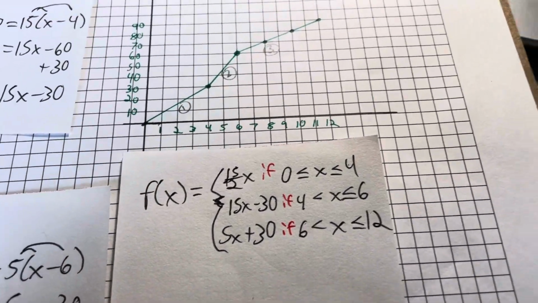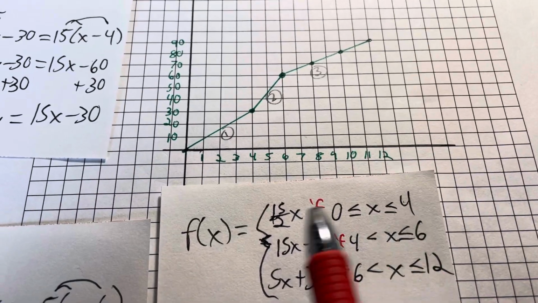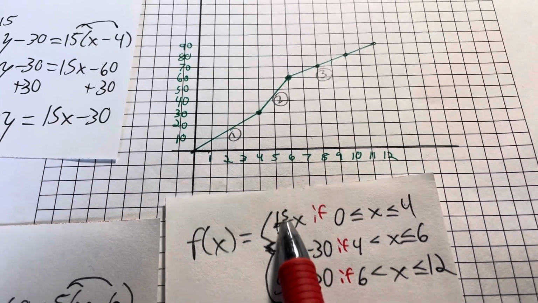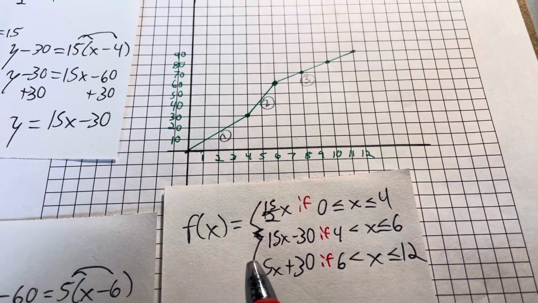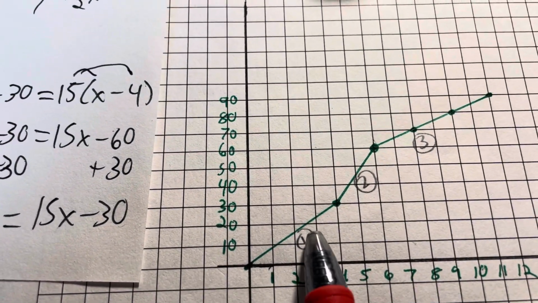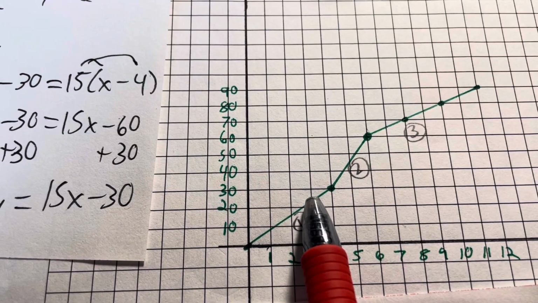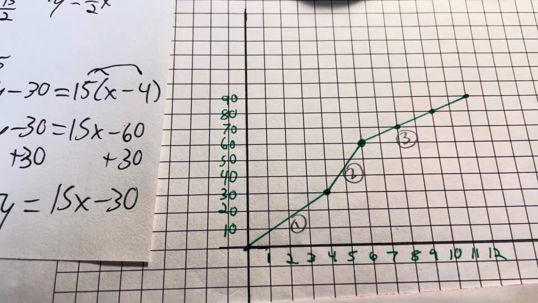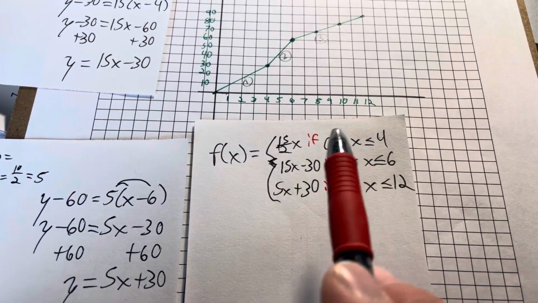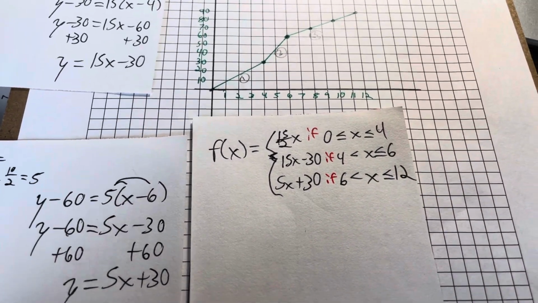Pick another number. Let's say 3. 3 is between 0 and 4, so I use this one. Well, what is 3 times 15 over 2? That'd be 45 over 2, which is 22 and a half. Look right here. That's about where that's at. It's not hard to guess that that would probably be (3, 22.5) right there. So this is describing first piece, second piece, third piece. That's why it's called a piecewise function.